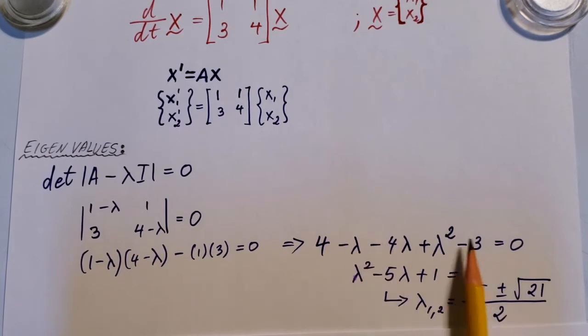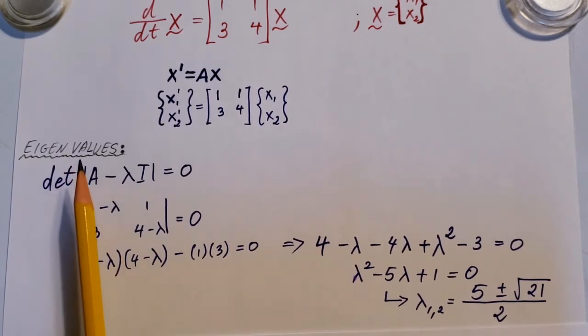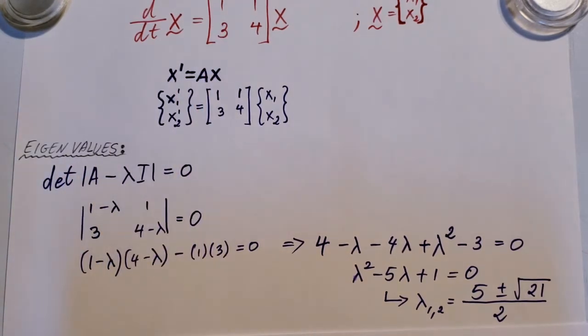Clean it up, and we're able to find a quadratic equation: lambda squared minus 5 lambda plus 1 equals 0. From here, we're able to find the roots of this equation. That's going to give us lambda 1 and 2, which are 5 plus minus square root 21 over 2. And these will be my two eigenvalues for this problem.